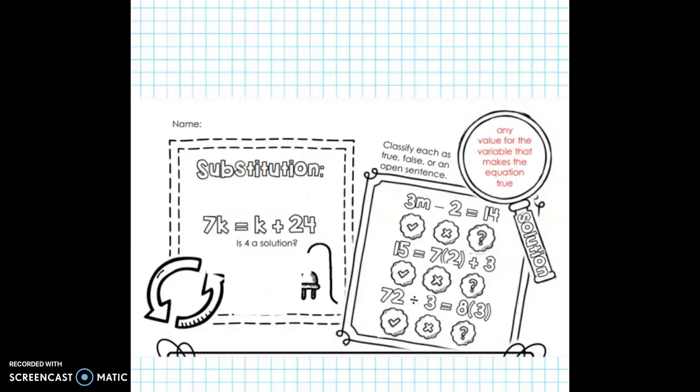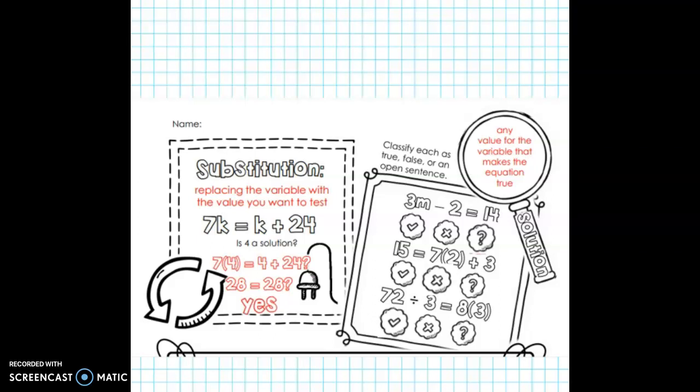Here's some more. Any value for the variable that makes the equation true is a solution. Replace the variable with the value you want to test. So 7k equals k plus 24. I think 4 might be a solution. To check that, I replace the k with the number 4. So 7 times 4 equals 4 plus 24. Well, 7 times 4 is 28, and 4 plus 24 is also 28. So yes, 4 is a solution.